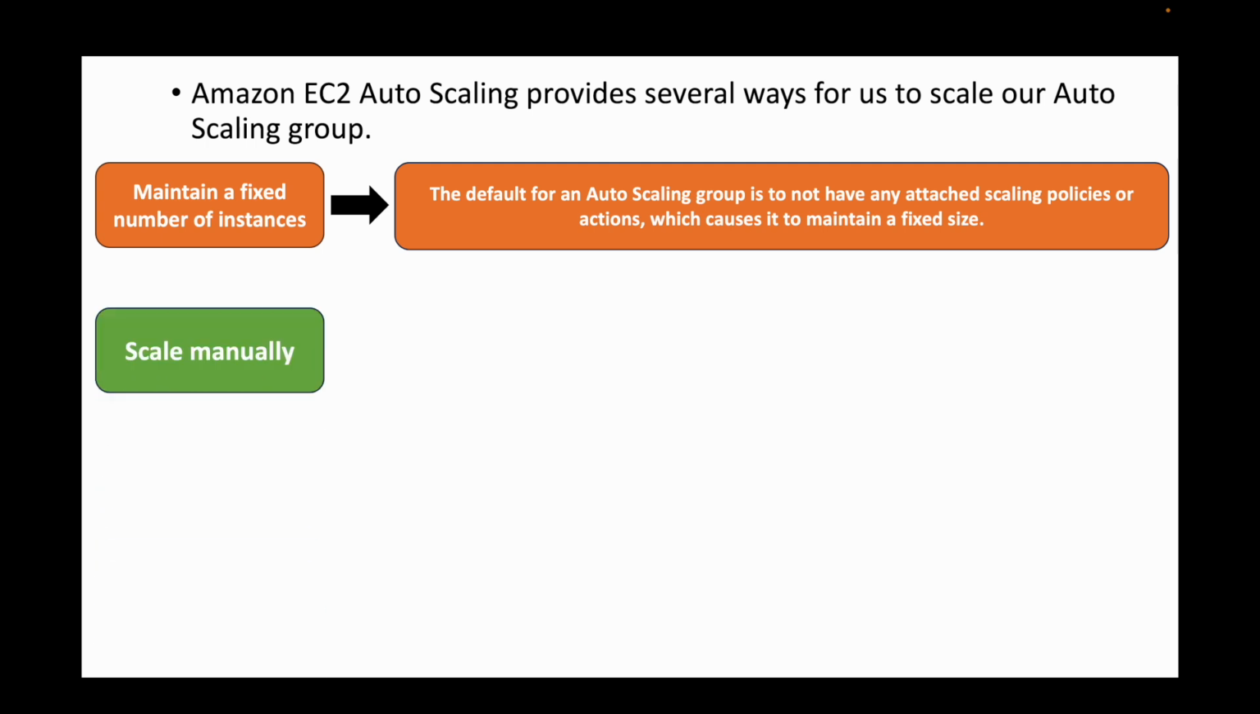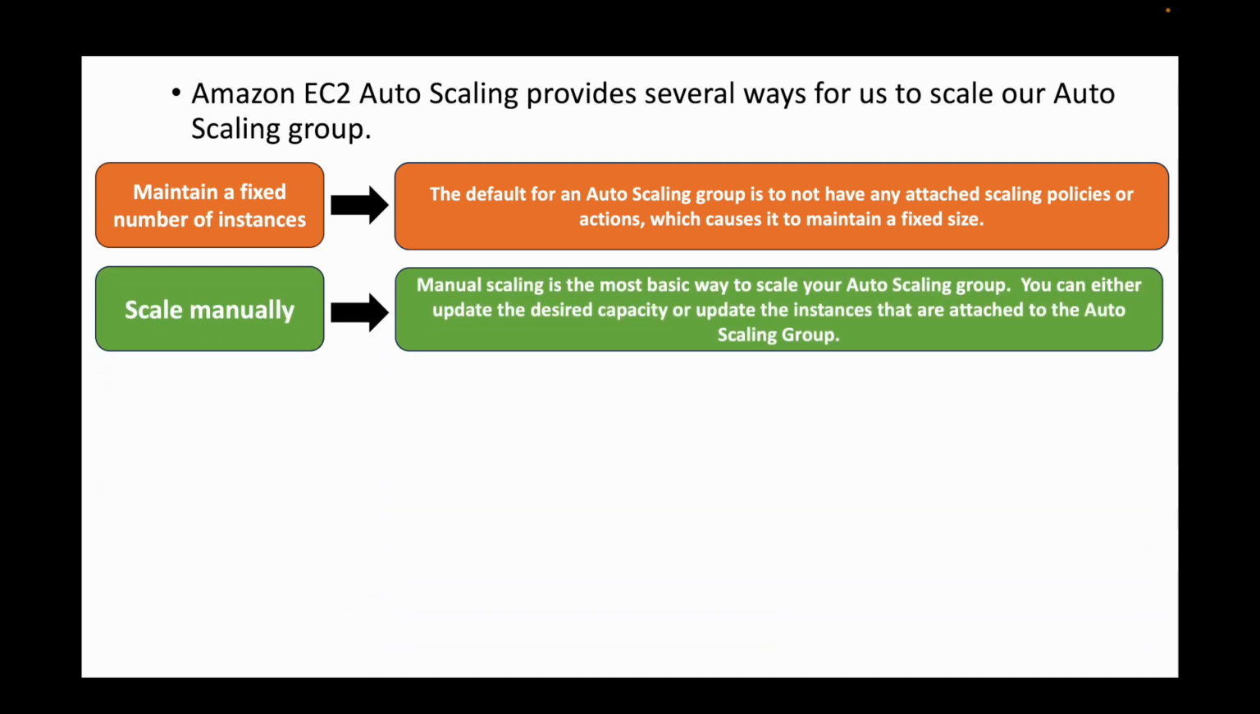The next option we have is scaling manually. So under this, you will be manually launching the instances, and then you'll be updating the auto scaling group. So this is the most basic way to scale your auto scaling group. So under this, auto scaling group will not launch new instances automatically. We will have to manually launch the instances and then add them to the auto scaling group.